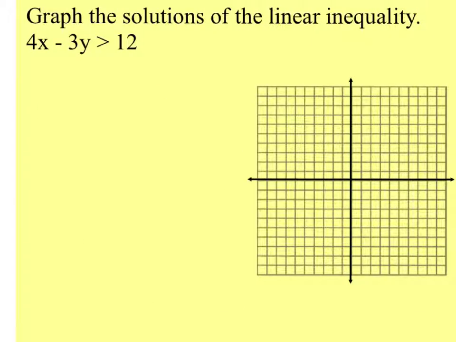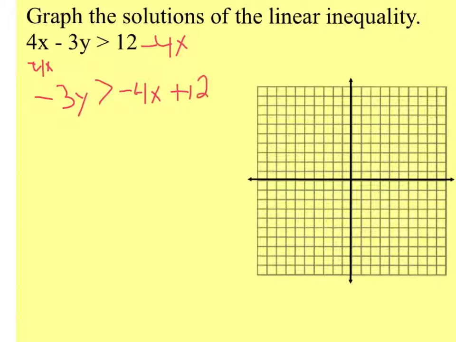Alright, in this example, first I need to get y by itself. So I'm going to minus 4x from both sides. And it'll look like this. Negative 3y is greater than negative 4x because I minused it, plus 12.